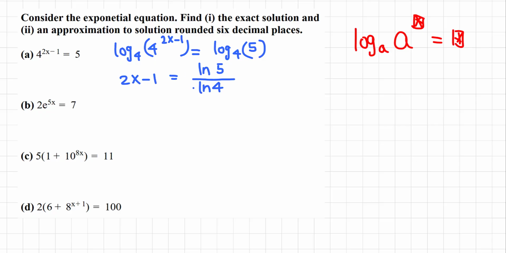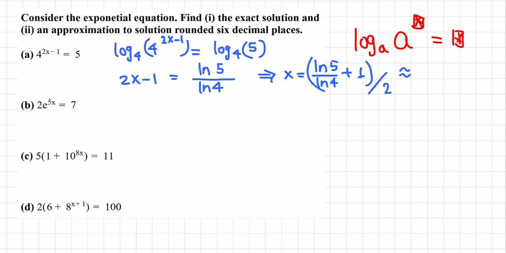Now, our goal is to isolate x. So add 1 to both sides, then divide by 2. That gives us x equals ln 5 over ln 4, plus 1, everything divided by 2. I kind of skipped one step, but this is the exact solution. Now using a calculator, we can evaluate its decimal approximation.